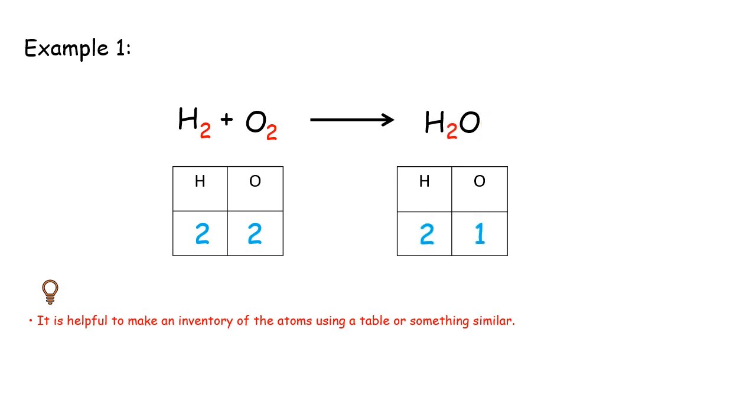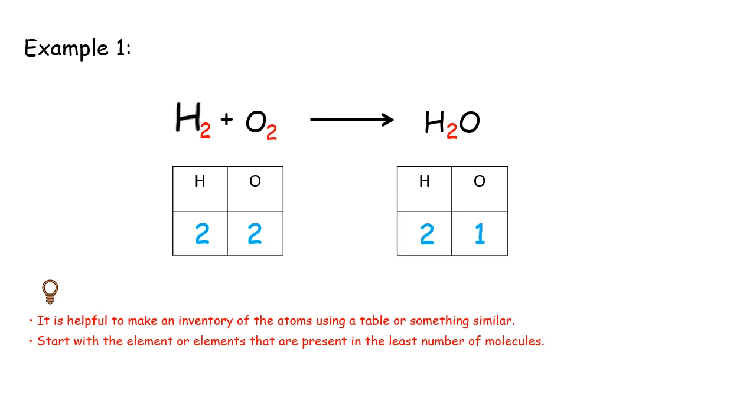When balancing a chemical equation, start with the element or elements that are present in the least number of molecules. Here, hydrogen appears in elemental form and as part of the water molecule. Oxygen also appears in elemental form and also as part of the water molecule. Since both hydrogen and oxygen appear twice in the chemical equation, in a sense we can start with either, but since hydrogen is currently balanced, we will balance oxygen first.